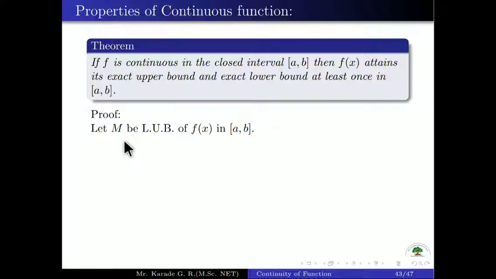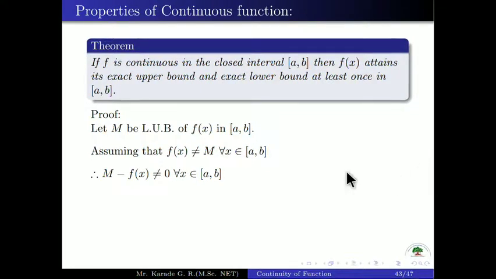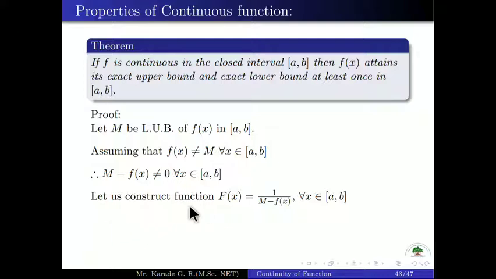Proof: let M be the least upper bound of f(x) in the closed interval [a, b]. Assume that f(x) is not equal to M for all x in [a, b]. Therefore, M - f(x) will be not equal to 0 for all x in [a, b]. Let us construct a function capital F(x) = 1/(M - f(x)) for all x in [a, b].